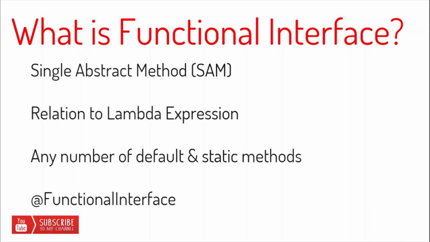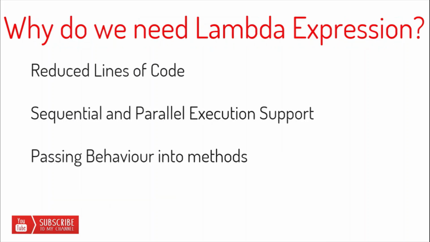We can use this annotation to make sure that the interface is a functional interface. If we add this annotation and later try to add any other abstract method in that interface, then we will start getting a compilation error. So even if we do not add this and our interface has only a single abstract method, that is known as a functional interface. But using this annotation will make sure that by mistake no one will be able to add any other abstract method.